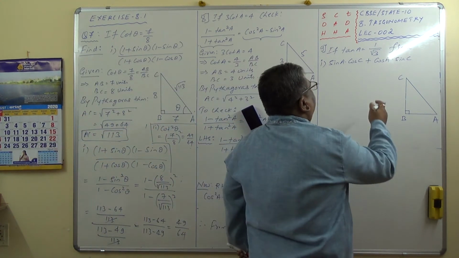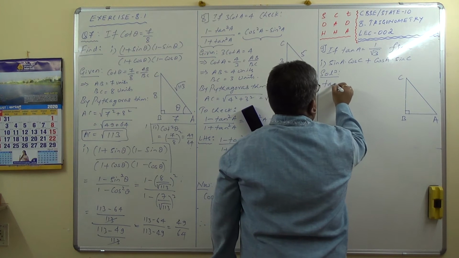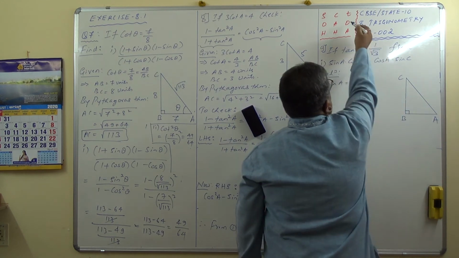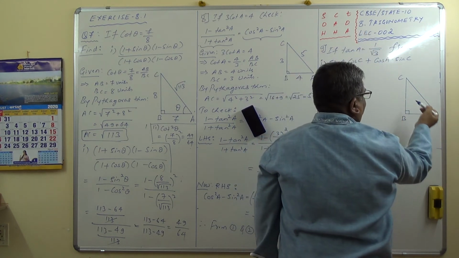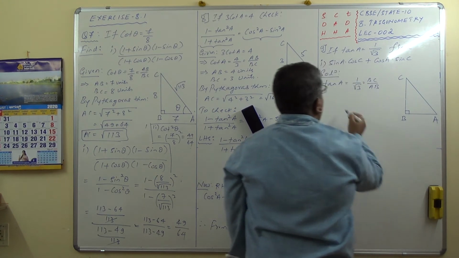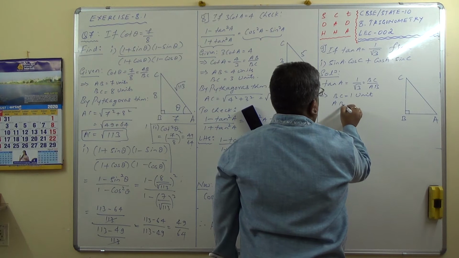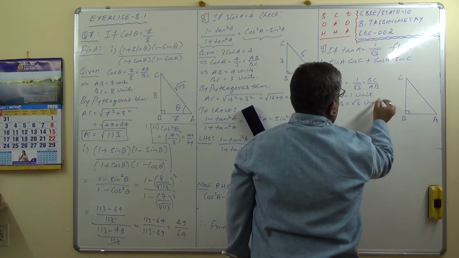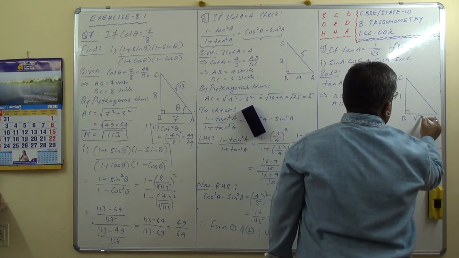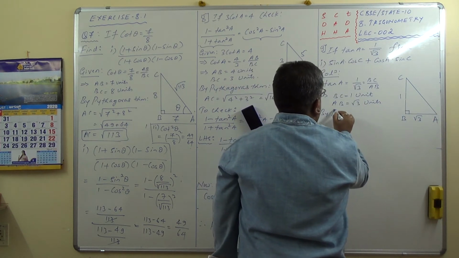So here the solution. Tan A equals 1 over root 3. What is tan A? Tan A equals opposite by adjacent sides, BC by AB, implies BC equals 1 unit, AB equals root 3 units. So BC is 1, this is root 3. So let me find AC also by Pythagoras theorem.